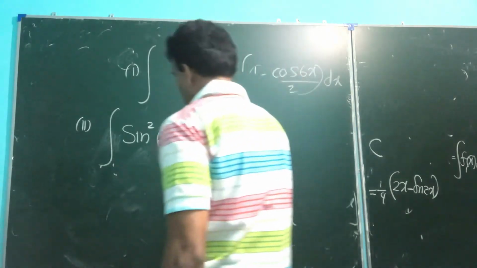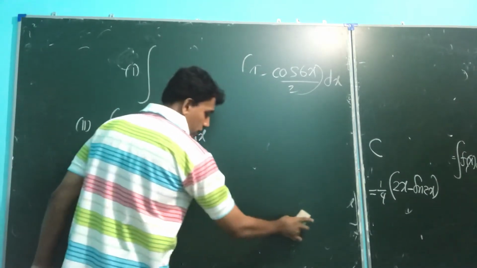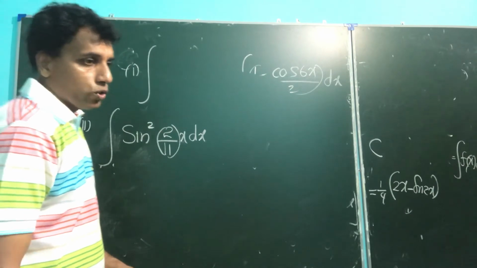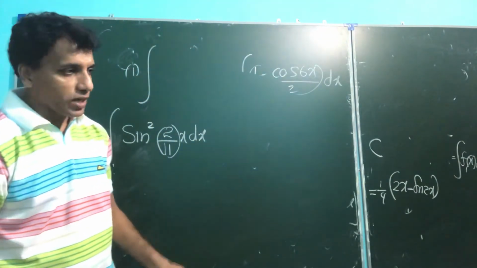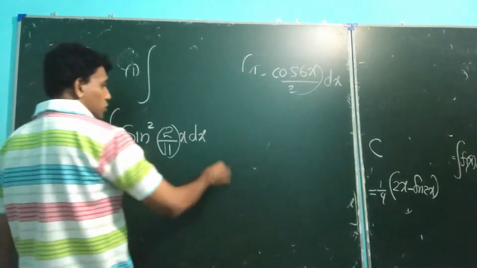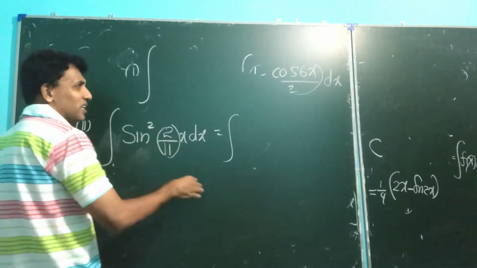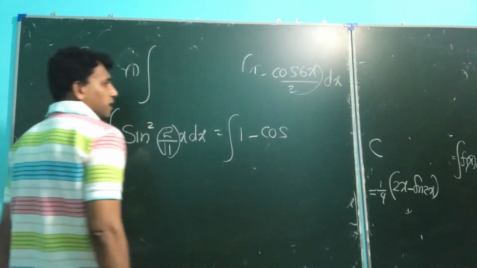So what is sine square theta? Cos 2 theta is 1 minus 2 sine square theta. Therefore sine square theta is (1 minus cos 2 theta) over 2. So what is here? I put a fraction here, 1 minus cos 2x over 2.